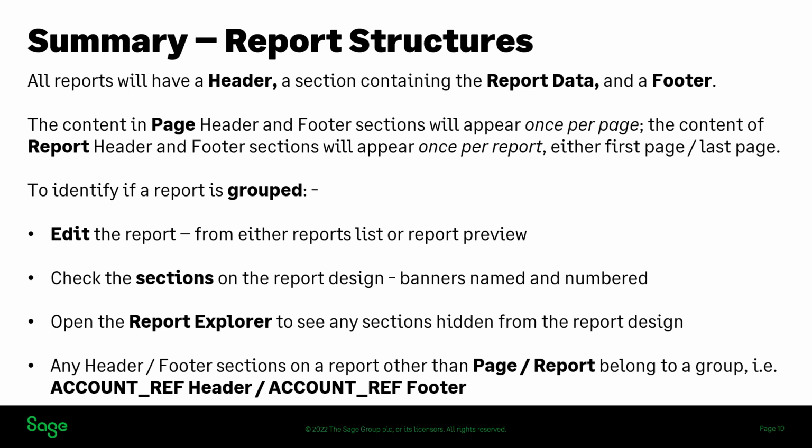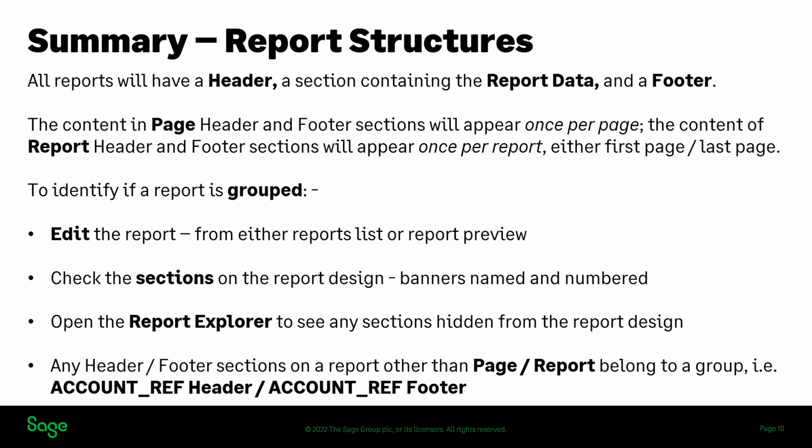To identify if a report's grouped, edit the report to open Report Designer, and you can edit from either the main reports list or the report preview. Check the report sections showing on the report design by looking at the grey banners which are named and numbered. Check the report sections in Report Explorer. Some sections may have been hidden from the report design, so it's always good to know. And if you see any header and footer sections except page headers or footers, or report headers or footers, it means the report's grouped. A common example you'll see across many of the standard reports will be account ref headers and footers.